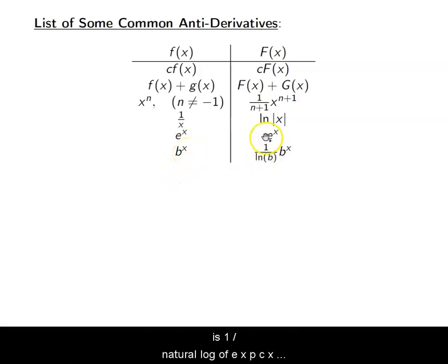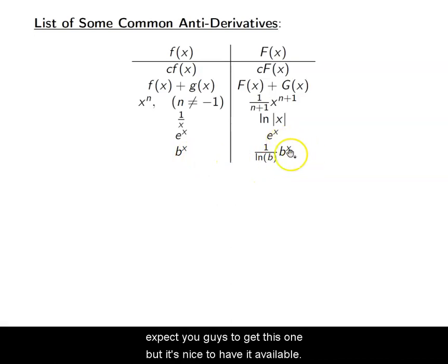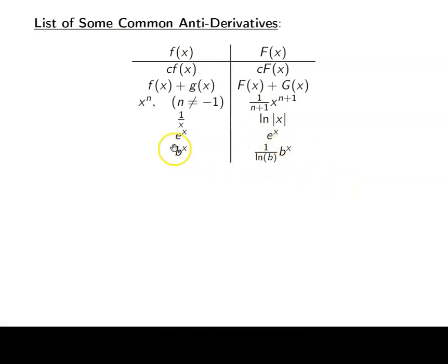So here, it's 1 over natural log of b times b to the x. Normally, we had natural log of the base times b to the x. Here, it's a little bit different. It's 1 over the natural log of the base times b to the x. Okay, so I wouldn't expect you guys to get this one, but it's nice to have it available when we need to find antiderivatives of these things.